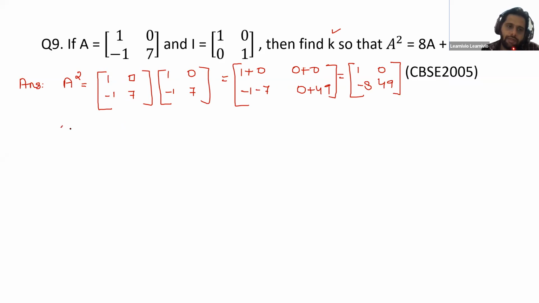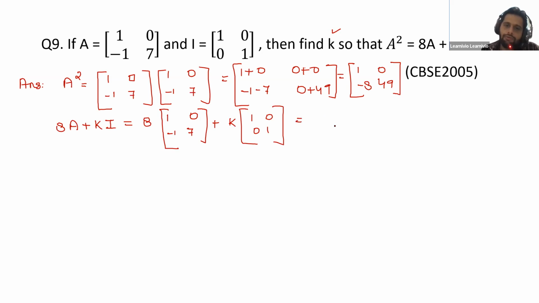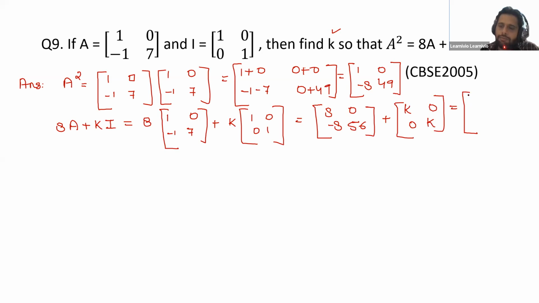This is A squared. Now we will find 8A plus KI. So this is 8 into A. What is A? 1, 0, minus 1, 7, plus K into I, which is 1, 0, 0, 1. This is equal to 8, 0, minus 8, 56, plus K, 0, 0, K, and this is equal to 8 plus K. This is 0, this is minus 8, and this is 56 plus.